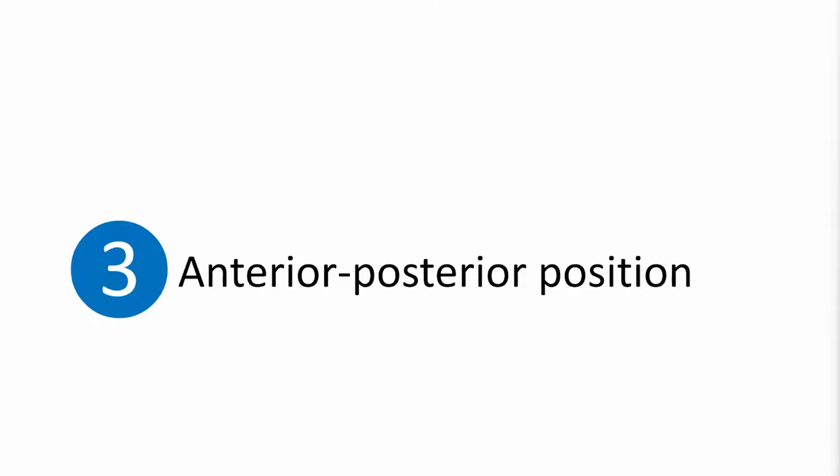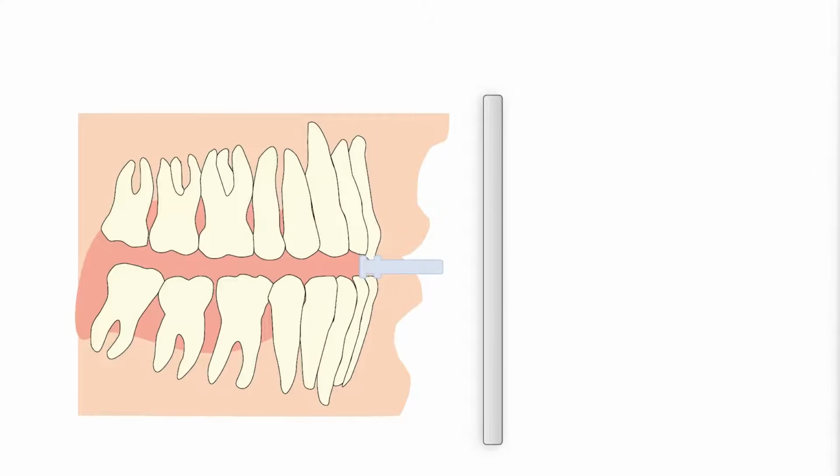Anterior-posterior position error happens when the patient is not biting in the groove or the notch of the bite block. In the ideal position, the incisors should be on the bite block, both upper and lower incisors. In the wrong position, the groove or the notch may be too far inside the mouth or too far outside.